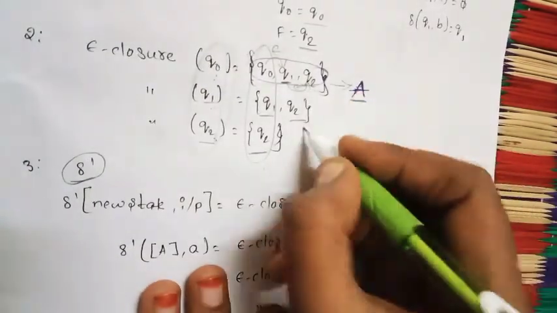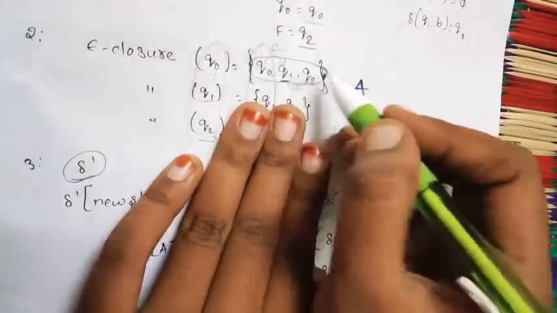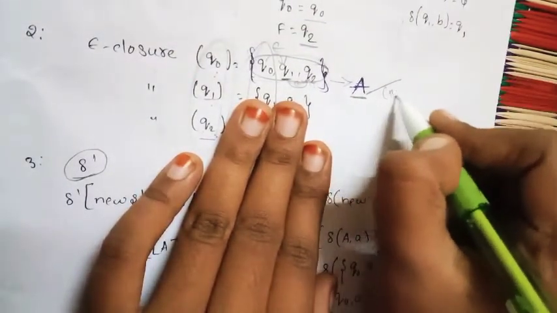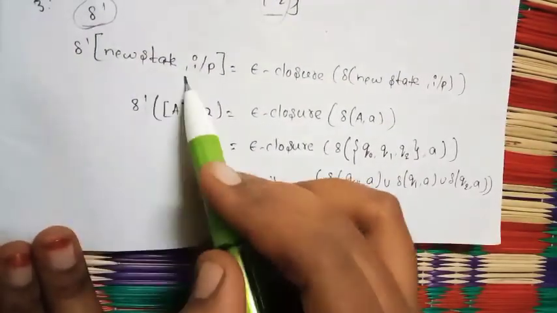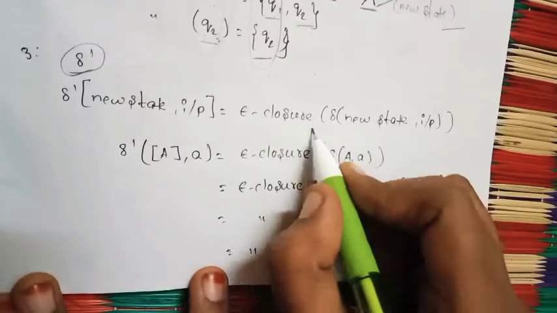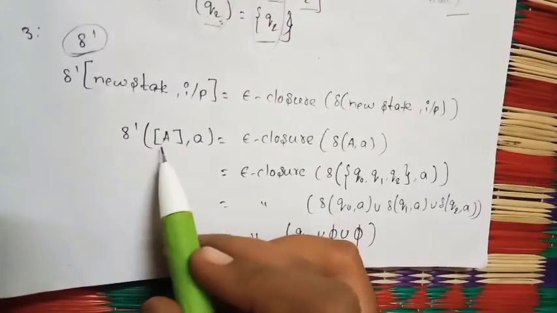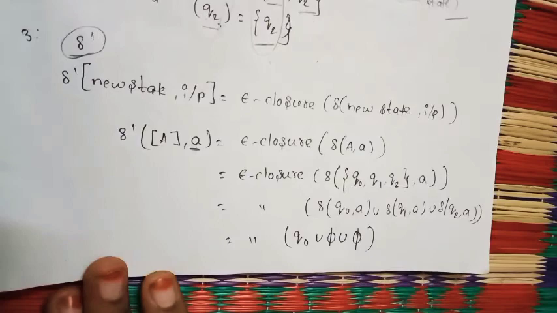But before going to the next step, first of all, we need to check the first step, guys. This is the first step. Q naught, q1, q2, the whole combination, we didn't have any such state, so first consider it as a new state. First solve this new state and then move to the next step. Here, delta dash of new state comma input equals epsilon closure of delta of new state comma input. So we will just name the new state capital A, then write it here, capital A of a. First of all, compute with input symbol a and then with input symbol b.